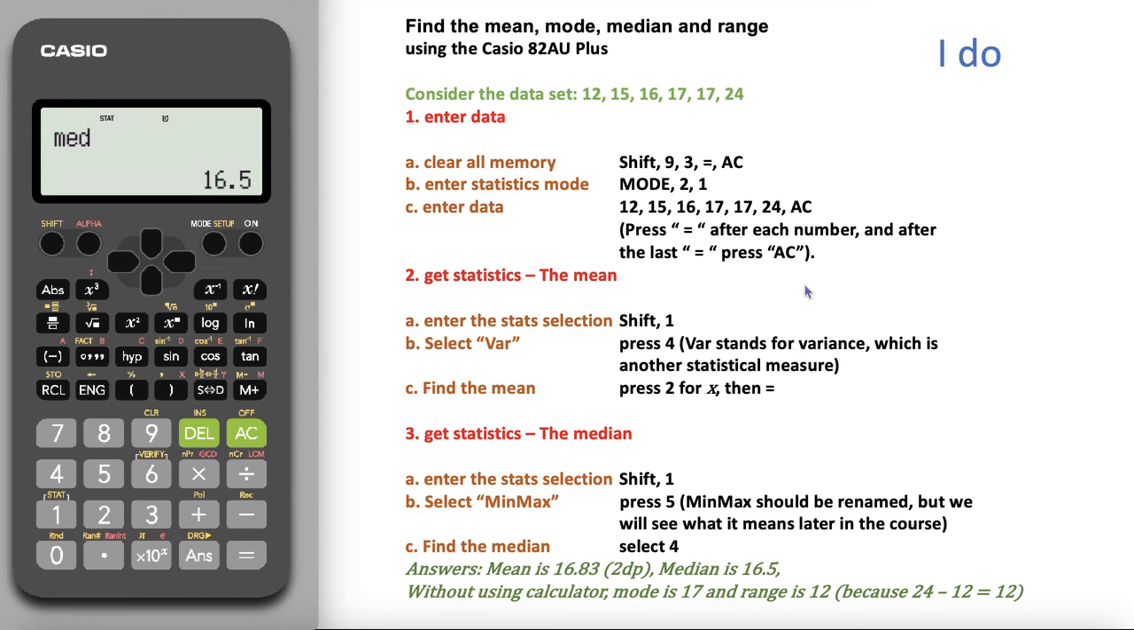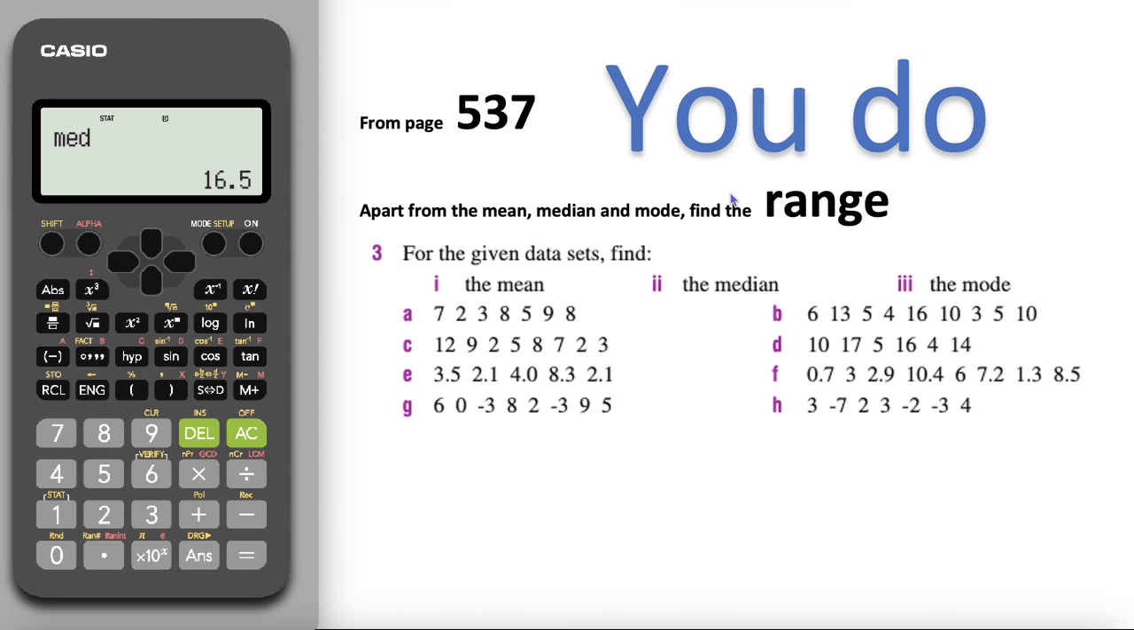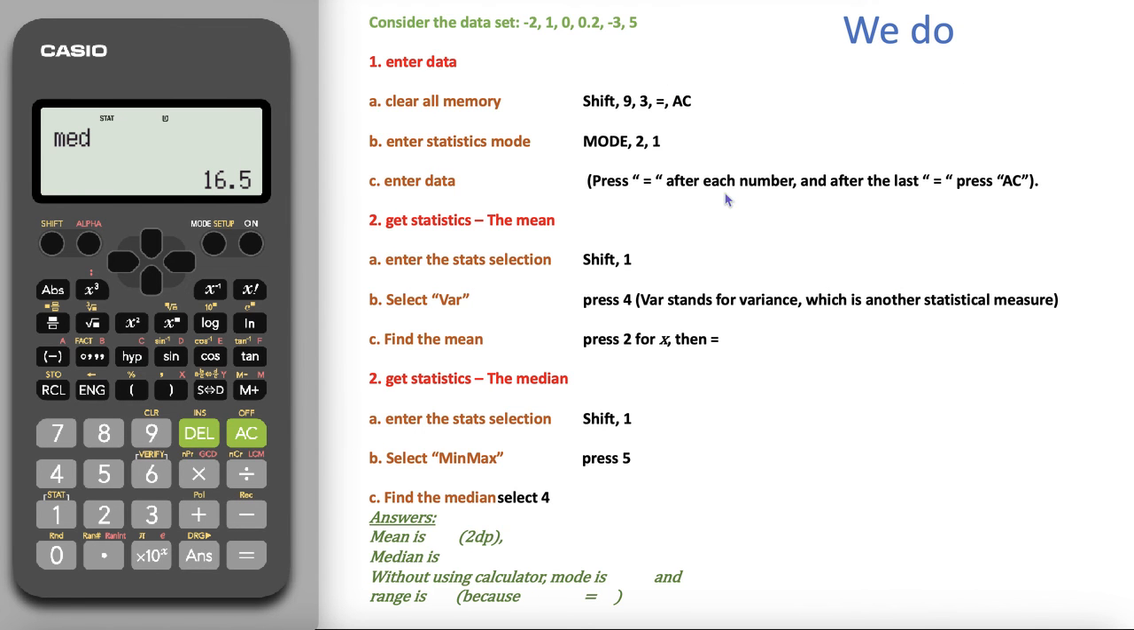Okay. Now, without using our calculator, we could have found our mode. It's just the most common score, 17, and the range is the largest take the smallest score, so it's 24 take 12, which equals 12.